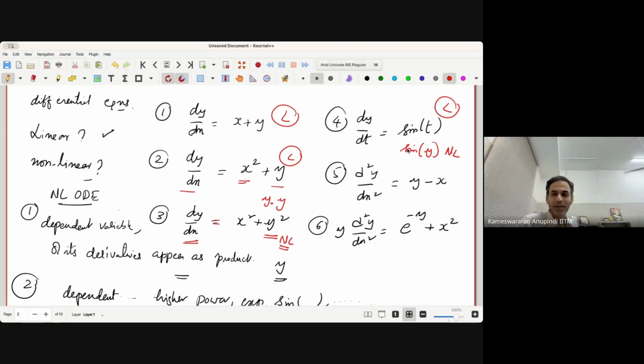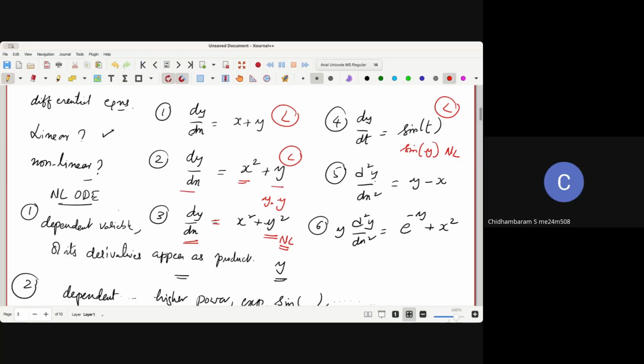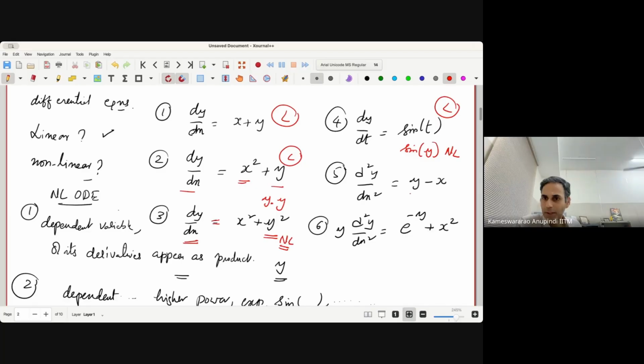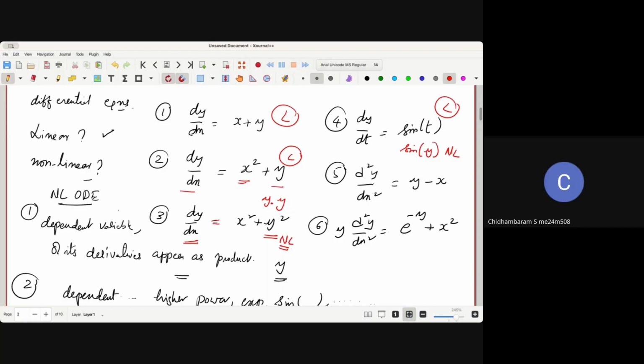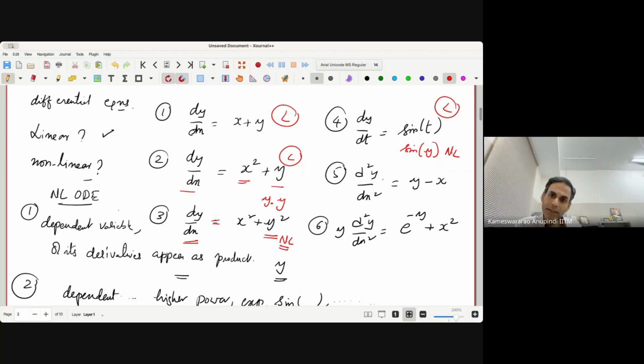Yeah. So if you have y raised to sine of y, then it would be a nonlinear equation. Okay. So what about the fifth equation? Is it linear or nonlinear? Nonlinear, sir. Why is it nonlinear? Okay, so we have d square. Yeah, order is 2. No, order is 2, but this is still linear, right? Because you don't have a product of y with itself, so this is still linear.